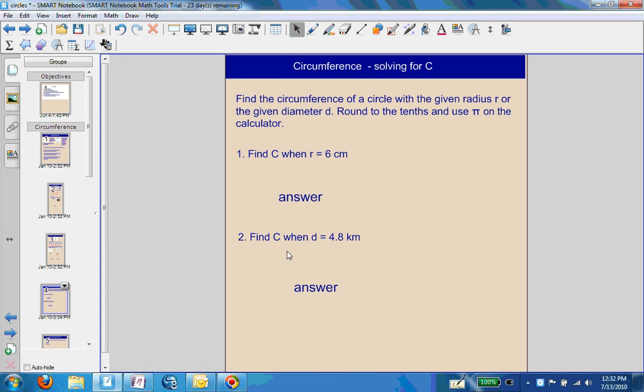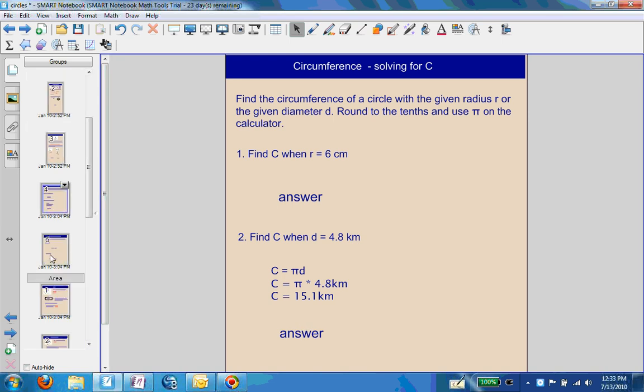In the next example, we're given the diameter, so we're going to use the formula with d in it instead of the formula with r in it. So circumference equals pi d. It doesn't really matter which formula you use as long as you're using it correctly. So we're putting 4.8 in the place of d. If we had used 2 pi r, we would need to figure out what 4.8 is as the radius. So we would have had to divide it in half. When we multiply, we're going to round to the nearest tenths, and we get 15.1 kilometers.